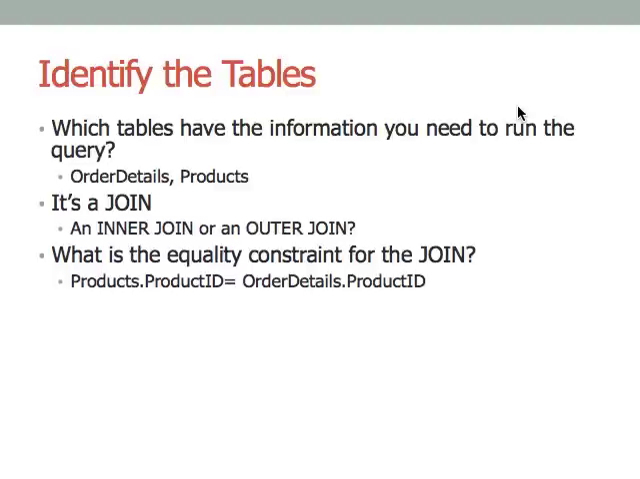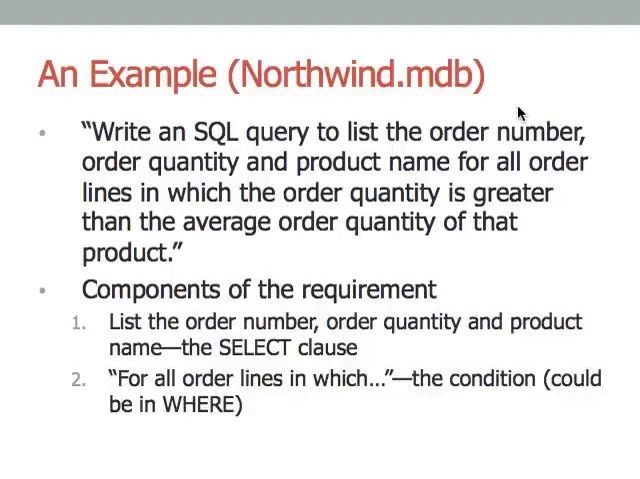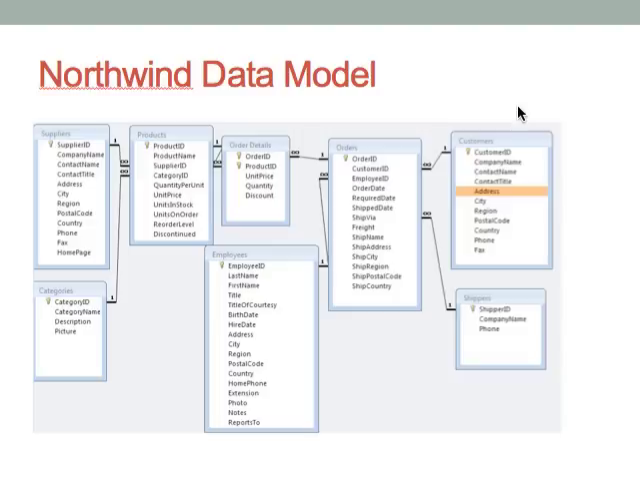So which tables do we need? Order details and products. Let's go back to the northwind.mdb and see whether that meets our requirements. As a reminder, we want order number, order quantity, and name of the product. Okay, order number, quantity, and name.